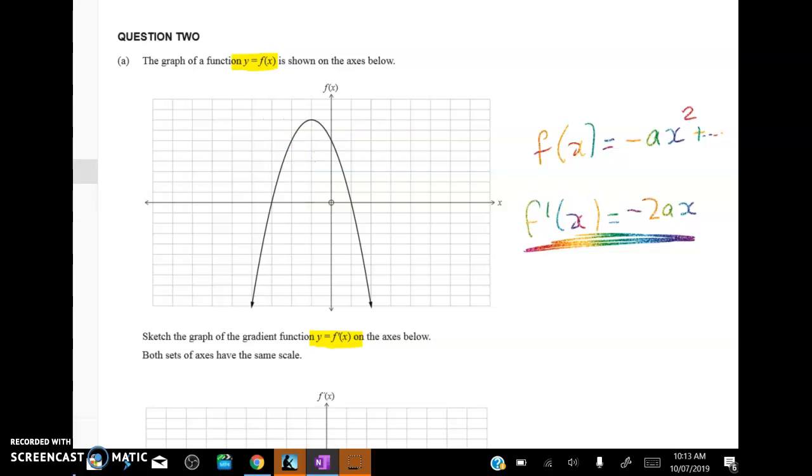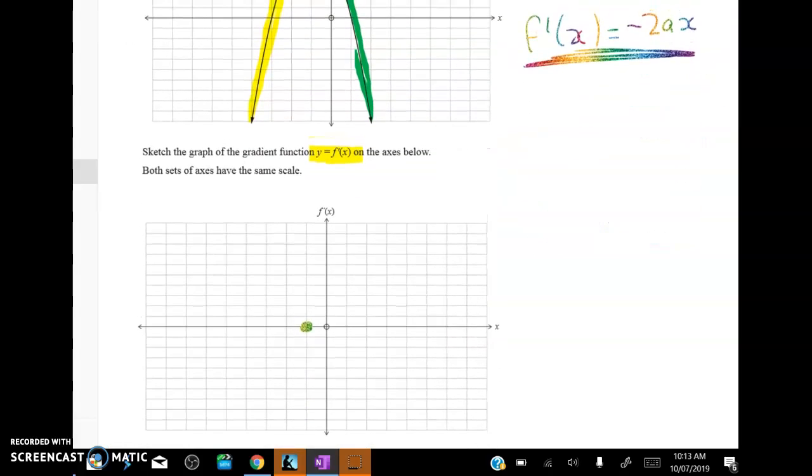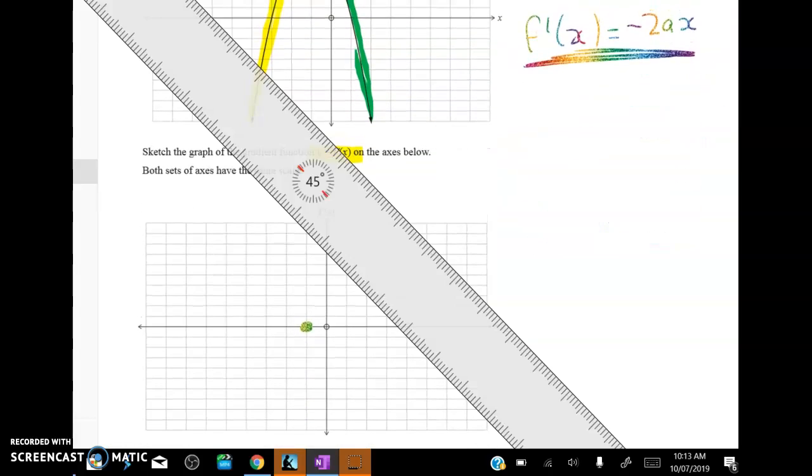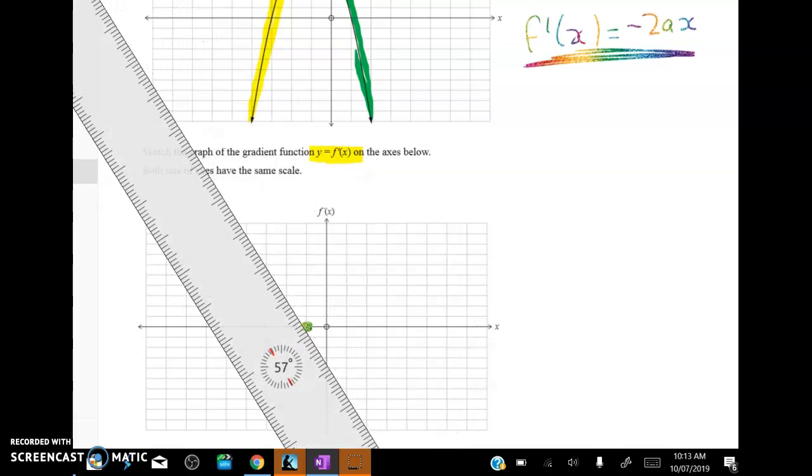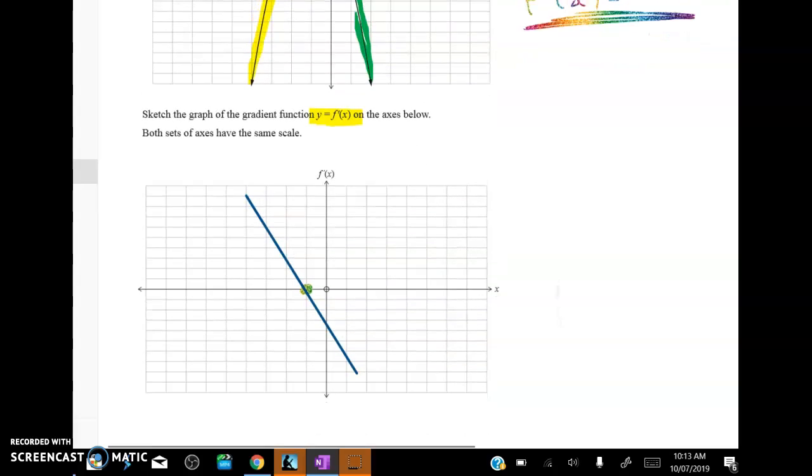So if we look at the parabola, what can we say about the gradient on this side? Well, the gradient here is positive. And on the other side of the maximum, the gradient is negative. So if we go back down to this one here, we're going to get a ruler and draw a straight line which is positive below -1 and negative above -1. Let's get rid of the ruler. So some kind of line like that.